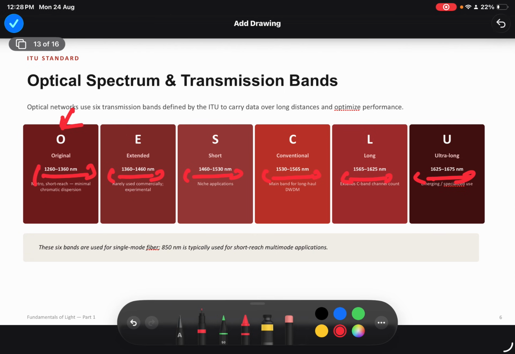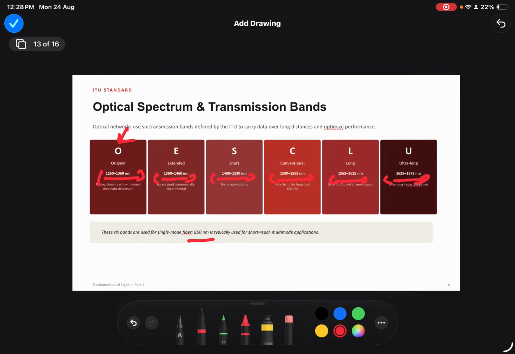Now as a note, I have also mentioned here that 850 nanometers is basically used for short reach multimode applications. Now these are as per the ITU-T standard.